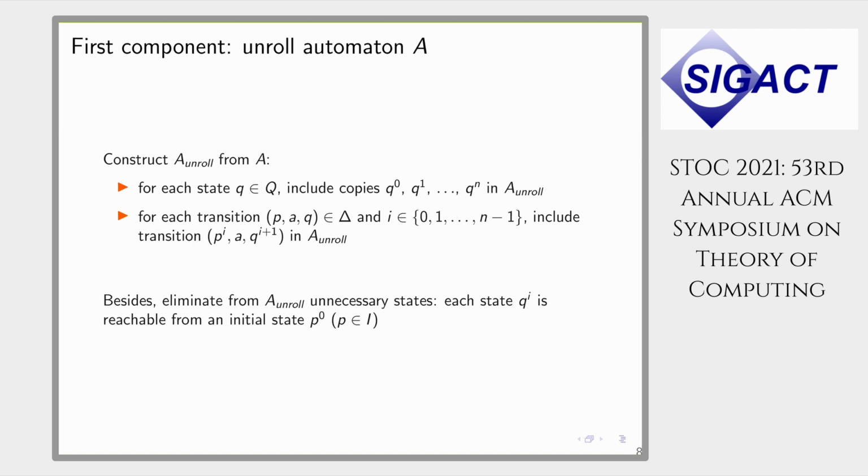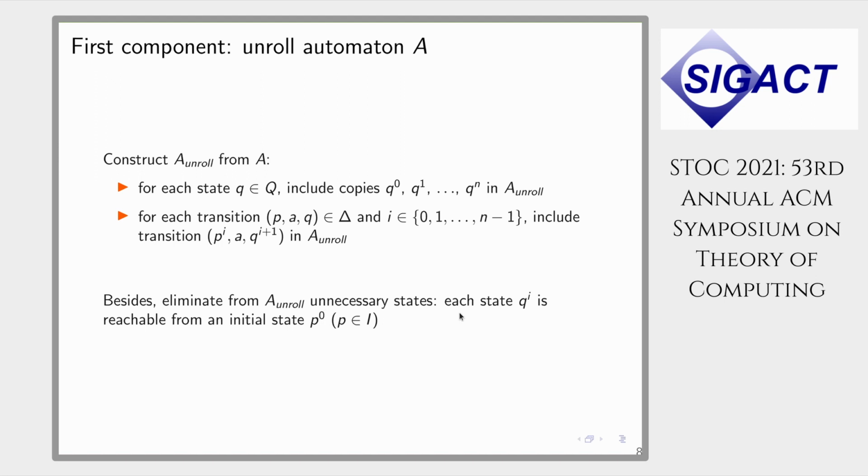The first component is very simple. We need to unroll the automaton A, which essentially means that we want to eliminate cycles. And this is a very simple process. For every state Q of the automaton A, you include copies Q sub 0 to Q sub n. Remember that n is the length of the words that we want to count. And then for every transition, you say, I want to go from a layer to the next layer. So for every transition (P, a, Q) in delta, you include the transition (P sub i, a, Q sub i plus 1) in this unrolled automaton. So you're saying, I want to go from state P at layer i to state Q at layer i plus 1. And besides, you eliminate from the unrolled automaton all the unnecessary states.